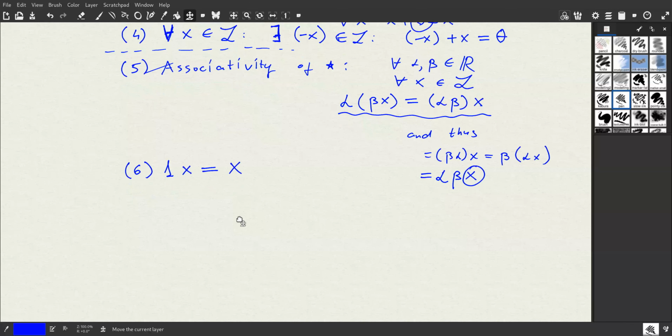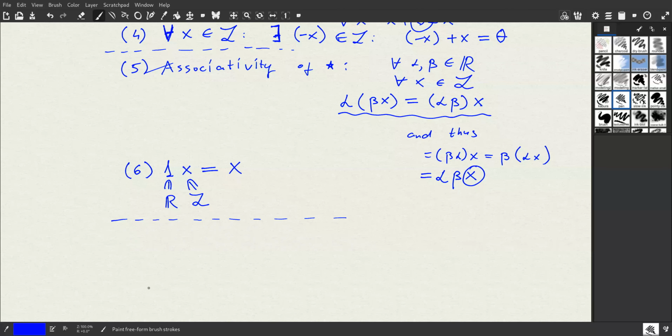Here we assume one is an element of the real numbers. Yes, one is treated as a real number. It is not a vector. Let me say it explicitly. So one is just one which belongs to the set of real numbers. x belongs to our linear vector space. 1x equals x. And so there are two axioms related to multiplication.